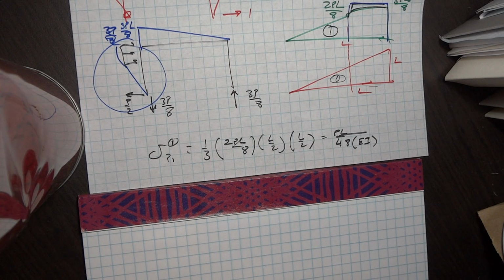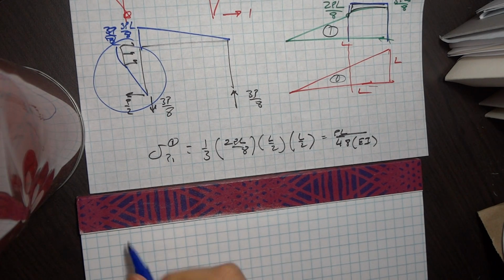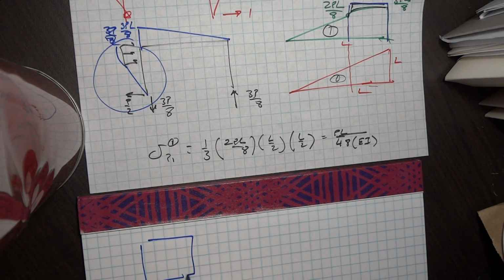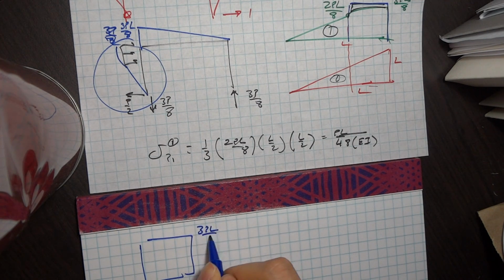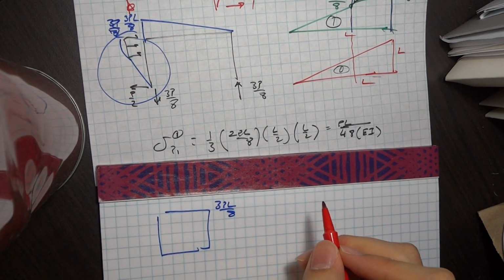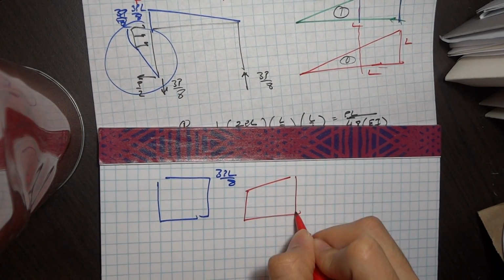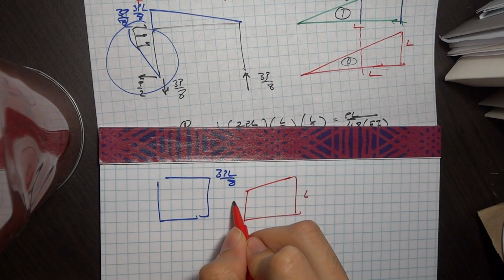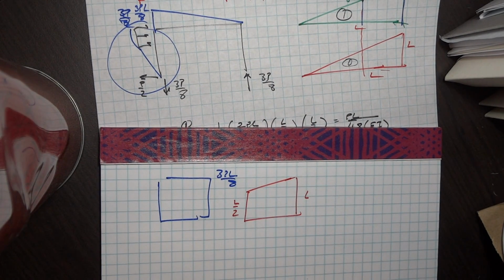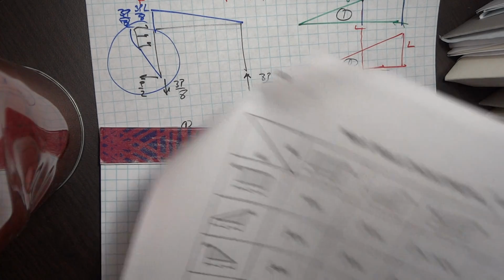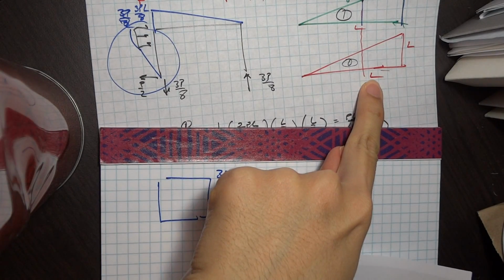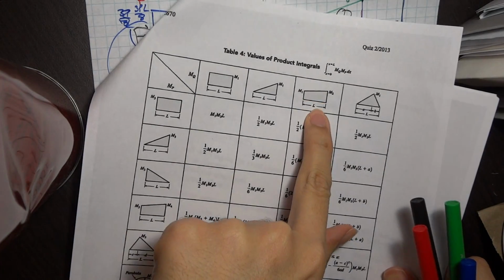Now let's do the big rectangle of 3PL on 8 times the trapezoid. Can you see that in here? Yes. Okay. This is going to be L. This is going to be L on 2. If I go back to my tables, this is my Q system, right? My Q system is a trapezoid.